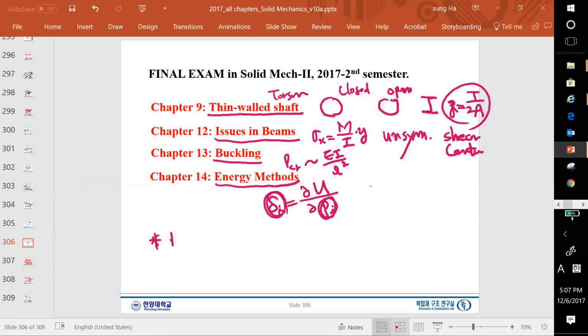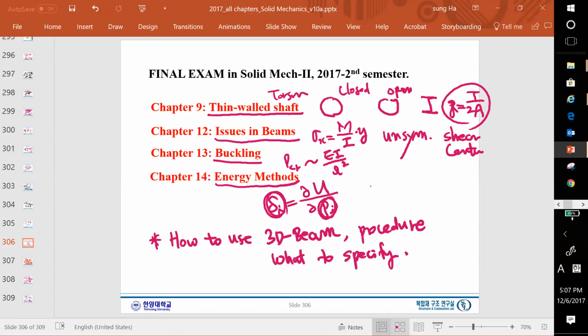And another one is how to use the 3D beam, the procedures, and what to specify, and so on. Of course, you don't use a 3D beam by hand, but you need to understand how to use it in detail, so that you can answer all the questions related to it. Basically, this is the topic we will cover in the final exam. So tomorrow we will spend 1.5 hours to discuss or answer your questions related to preparing for the final exam.